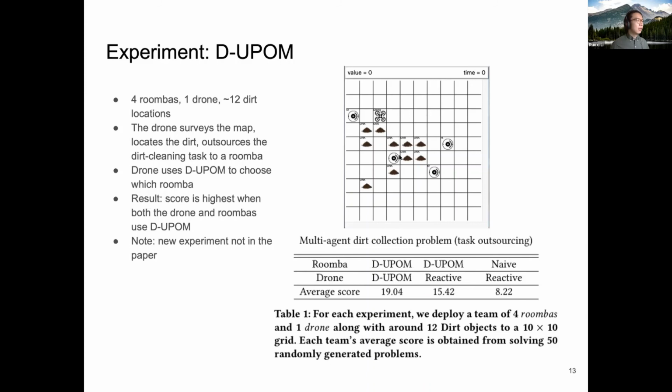And we observed that the drone with the D-UPOM planner enabled can make a better decision of which Roomba to assign the cleaning task to. It may assign the Roomba that is closest to the center of the dirt. It also depends on the values of the dirt, like if the Roomba can have a trajectory that collects the most value within the budget, it will be selected by the drone.